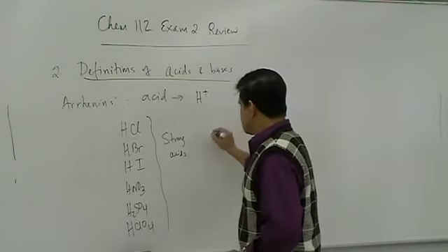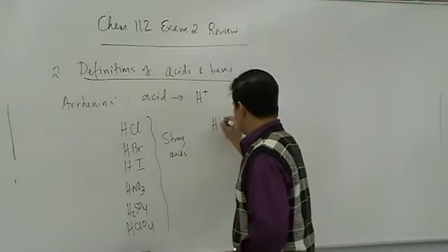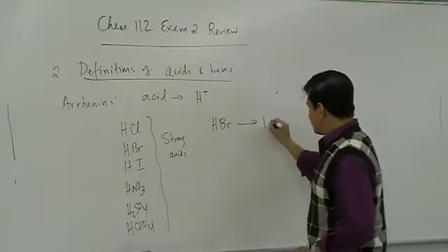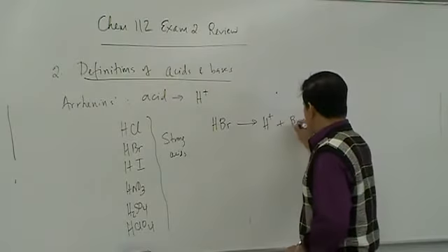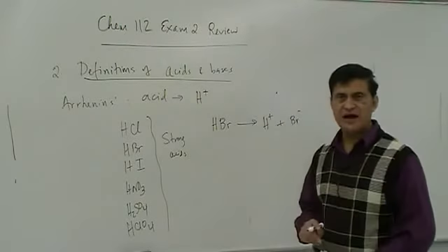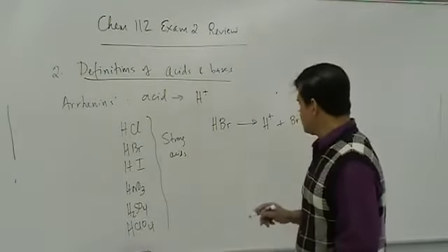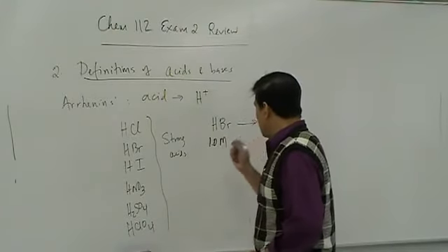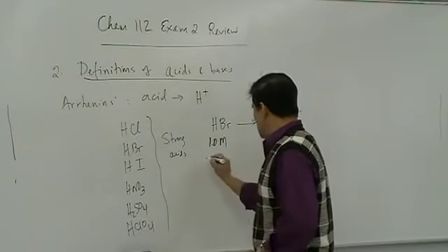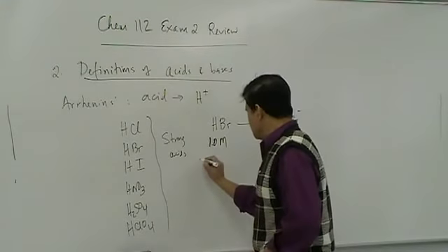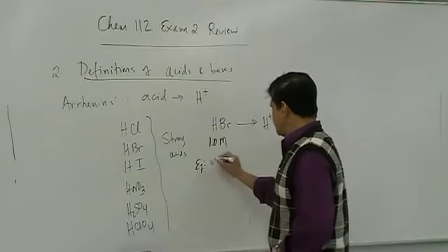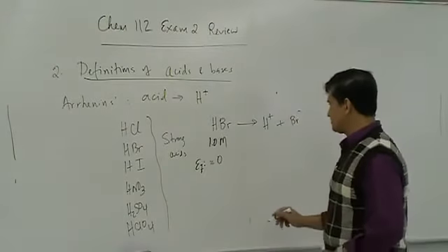Now, I'll show you one typical reaction. Say HBr in water breaks down into H+ and Br-, and that happens 100%. In other words, if I have 1.0 mole per liter, which is molarity, of HBr at the beginning, and I give it some time to reach equilibrium, this would be close to zero. Nothing left. Everything would break down.